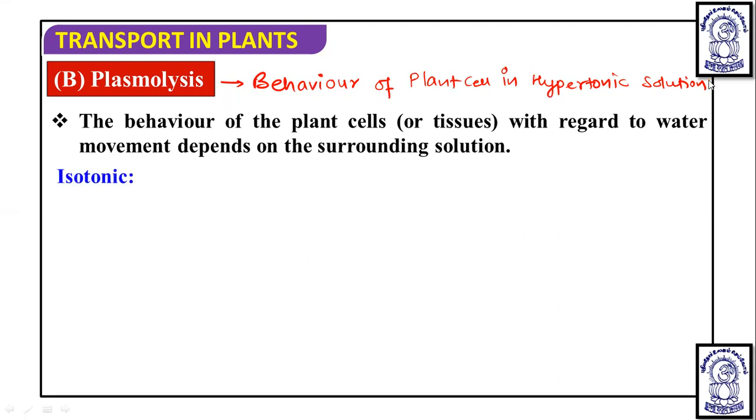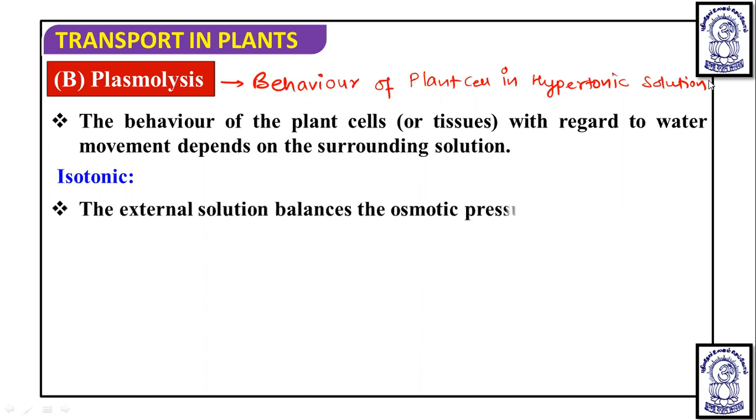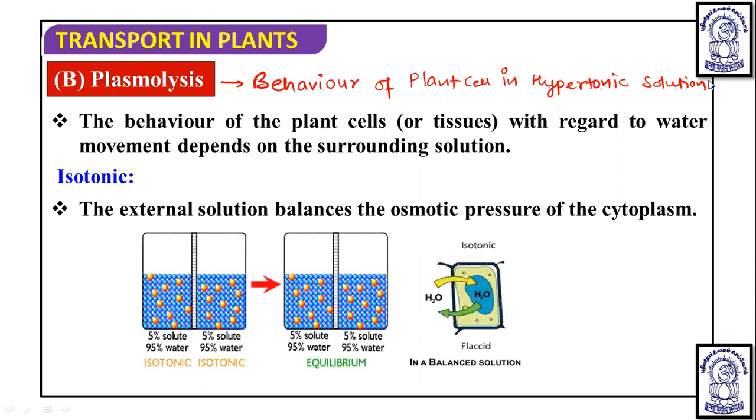So first we have to discuss the different types of solution. First we are going to talk about the isotonic solution. The isotonic solution is a solution in which the external solution balances the osmotic pressure of the cytoplasm, meaning both have the same osmotic pressure. How is it possible? If both have the same concentration.